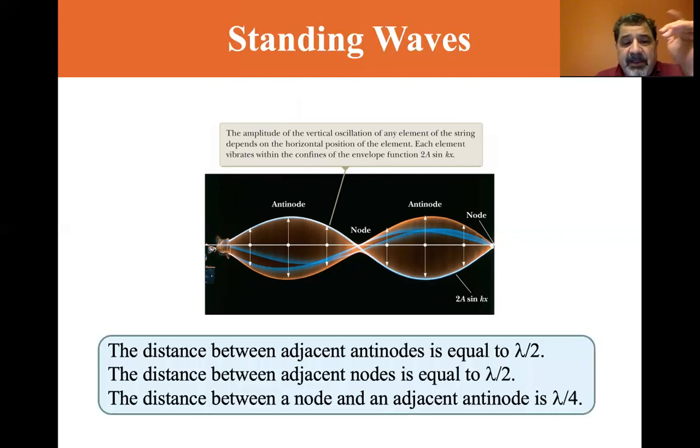The distance between adjacent antinodes is equal to lambda over 2. The distance between adjacent nodes is equal to lambda over 2. And the distance between a node and an adjacent antinode is lambda over 4.